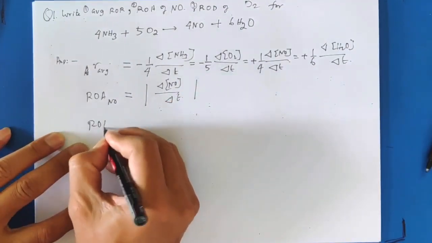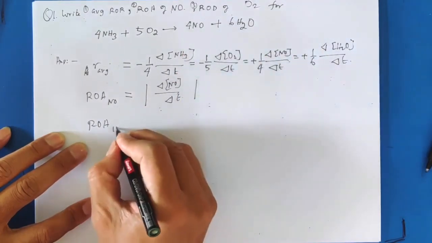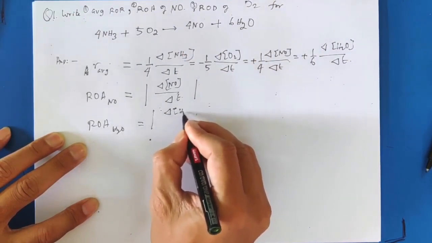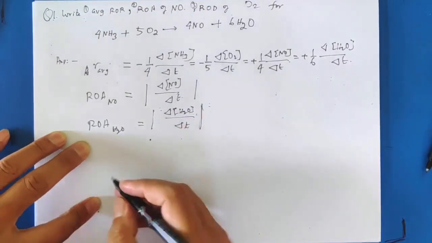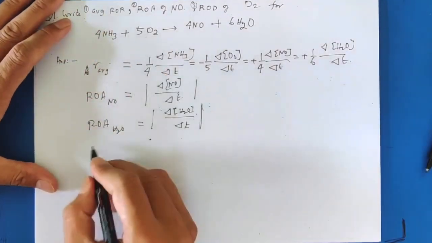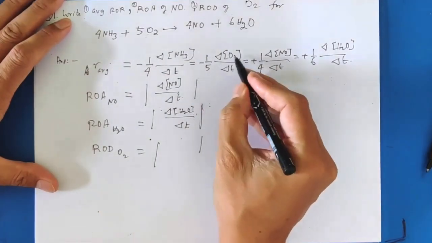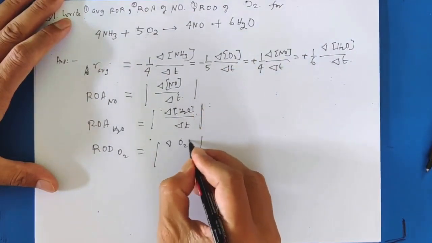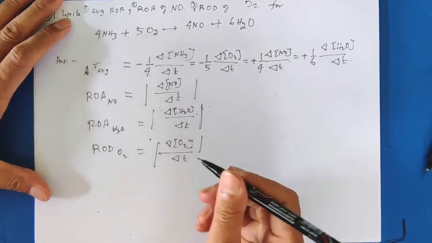Rate of appearance of water. Okay, so how will you write the rate of appearance for water? Modulus del water by del T. Rate of disappearance of O2, how will you write it? Modulus of O2, here it is a reactant, so the minus sign, the coefficient 5 here, so del O2 concentration by del T. Okay.